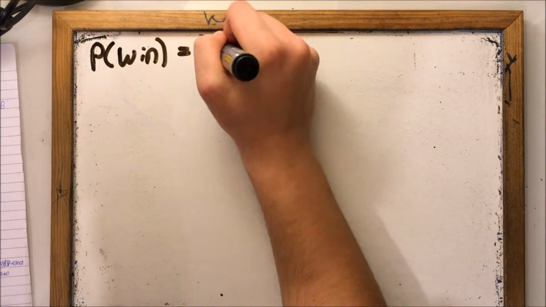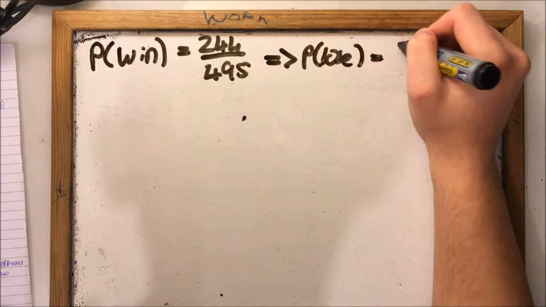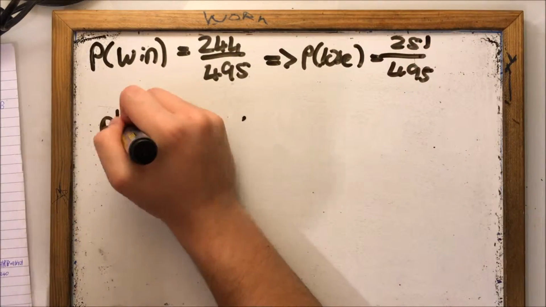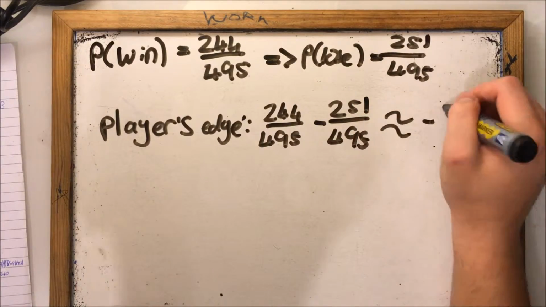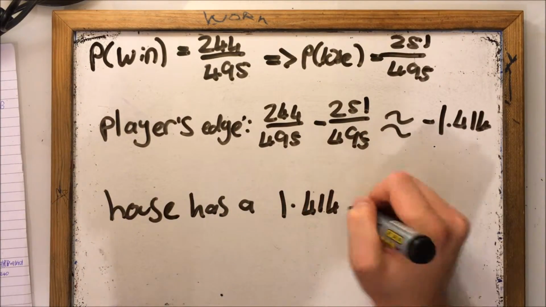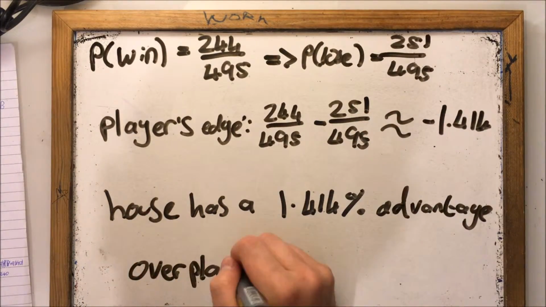From this probability, we can work out the probability of losing and the player edge. Since the payout is evens, i.e. 1 to 1, we just minus the probability of losing from the probability of winning. This gives us a value of minus 1.414%, so the house has an advantage.